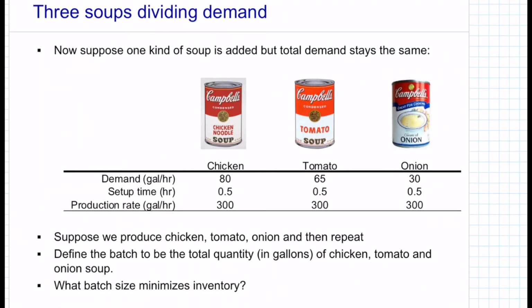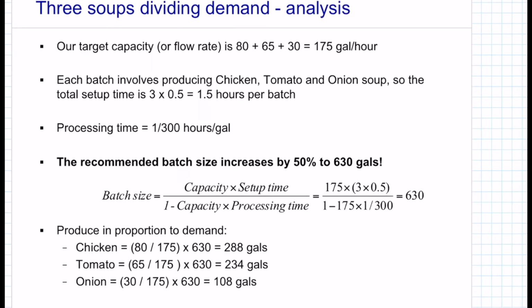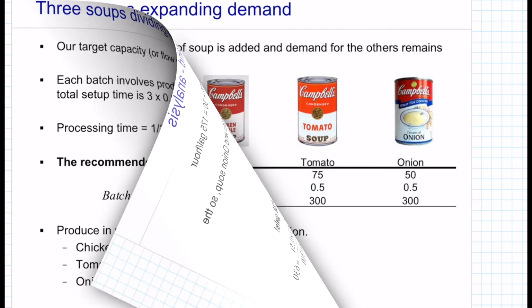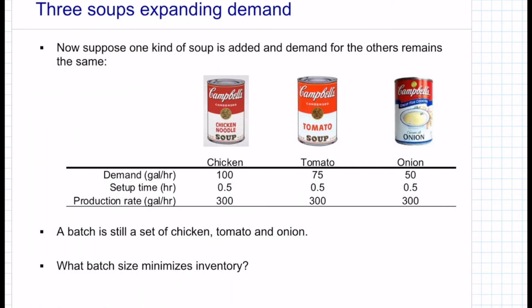We can extend this to a three soup situation, and calculate what batch size minimizes inventory by doing similar calculations. Now we get a batch size of 630. This is about a 50% increase compared to the earlier recommended batch size. You can also see how many gallons should be produced in proportion to the demand for chicken, tomato, and onion soups.